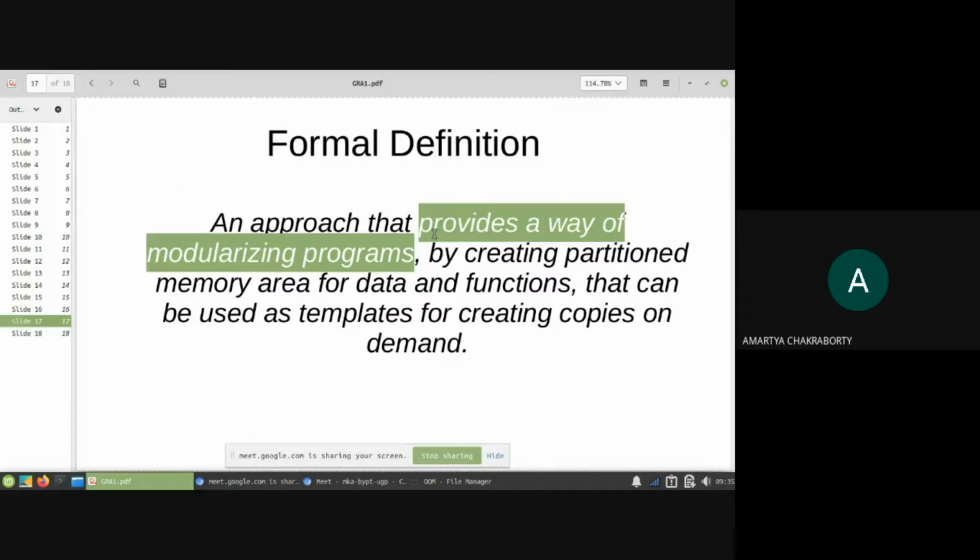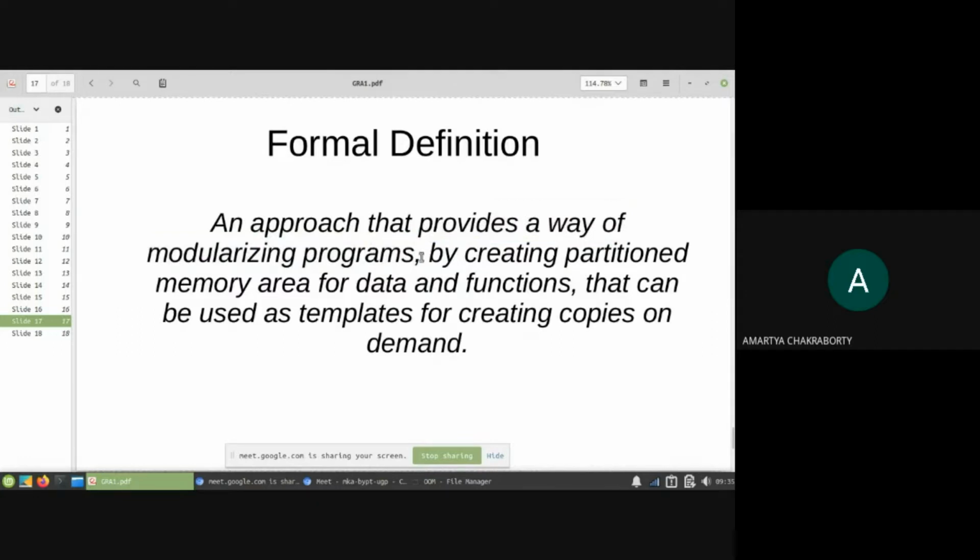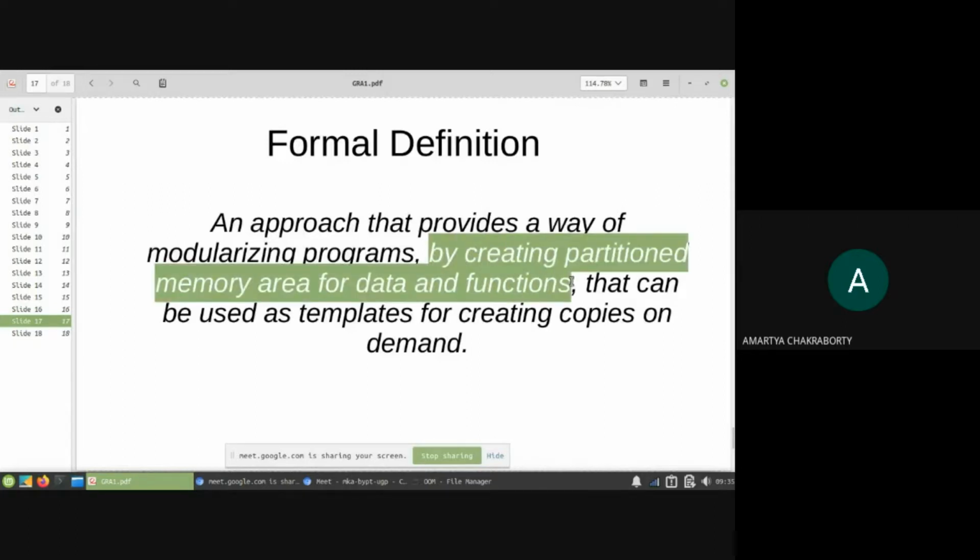Now, each of these modules can be thought of as a particular object, right? So it's an approach that provides a way of modularizing programs by creating partitioned memory area for data and functions. Fine. So this is the third point. The first point was that object-oriented programming is an approach. The second point was that it provides us with a way of modularizing programs, or breaking them down into easier and simpler parts, right? The third point is, how do we modularize it? We modularize it by creating partitioned memory area for data and functions, right?